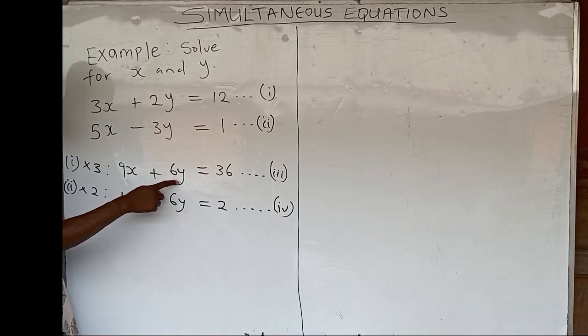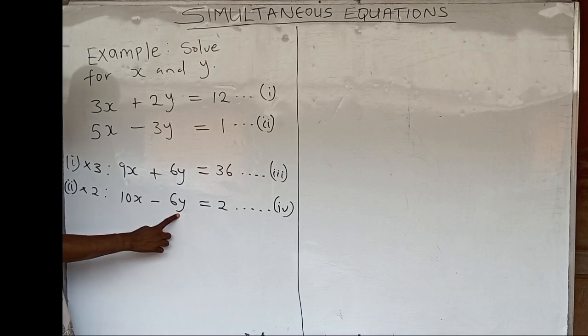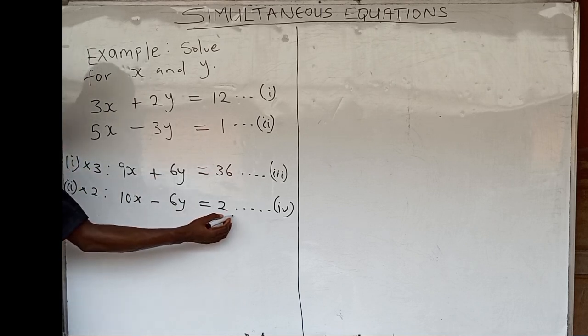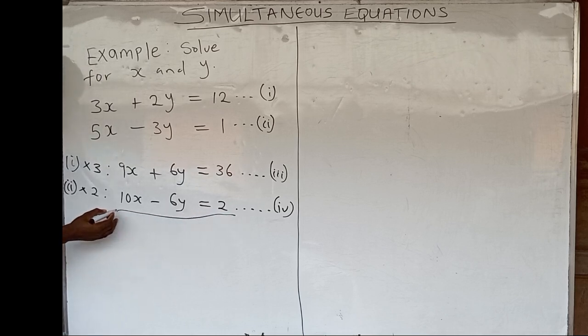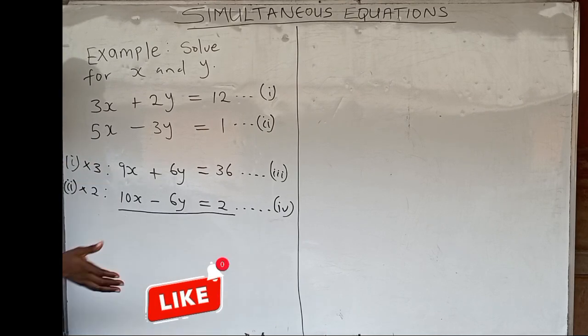The coefficient of y in equation 3 is plus 6, and the coefficient of y in equation 4 is minus 6. I can now proceed to eliminate y. The easiest way of doing it is to rule a line this way that shows that you want to add or subtract. Many students don't know whether they are going to add or subtract the two equations. Now let me show you when to add or when to subtract.